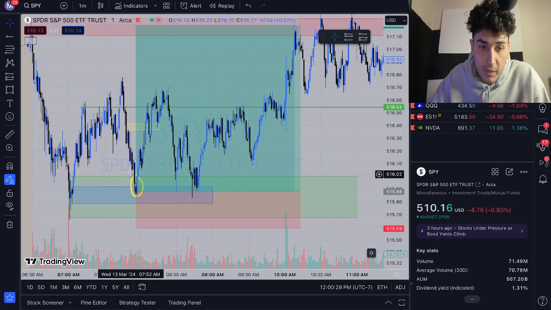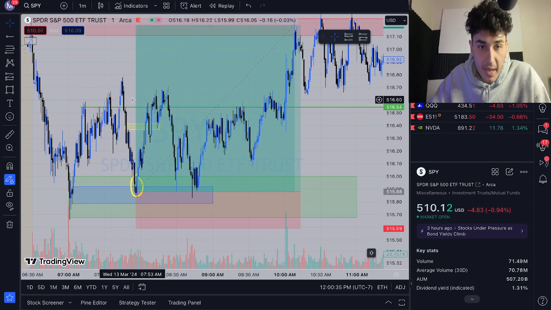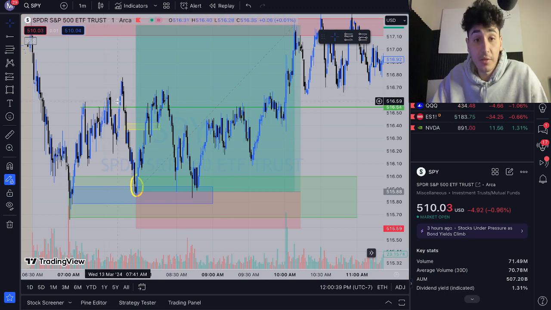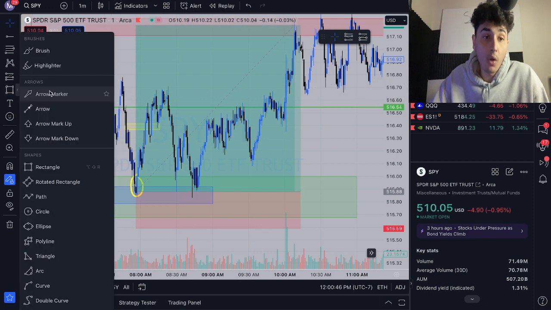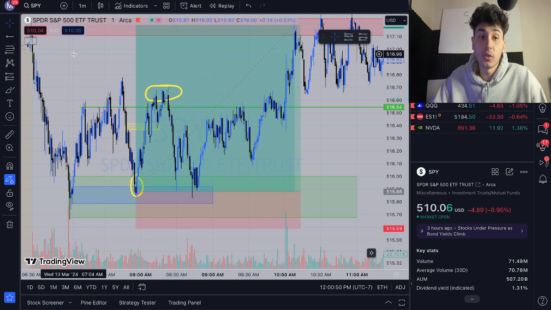You can see, obviously, if you were to enter here, we had a beautiful, nice move to the upside, but like I said, there was a large area of selling pressure right around here. And that's what ultimately caused this reversal, right? That's why you always want to look for the opposing side of pressure whenever you're in a trade.